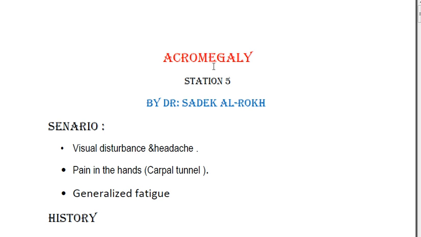The scenario for this case can come in different forms: visual disturbance and headache because of a macroadenoma, which is compressing the optic nerve, and also a specific lesion in the brain causing headache and compressing the optic nerve, causing bitemporal hemianopia.